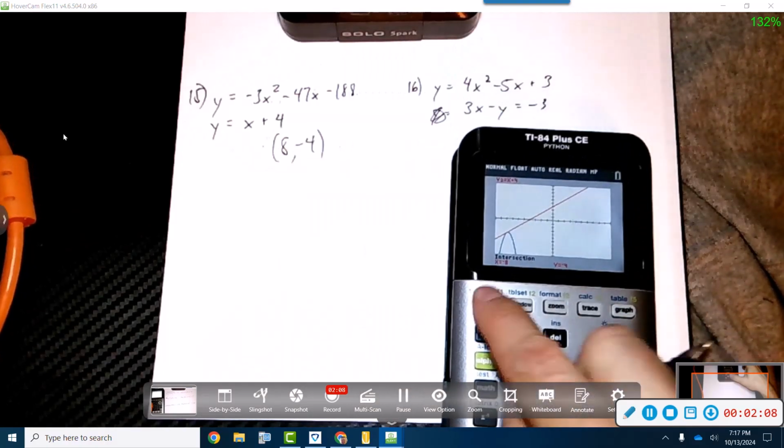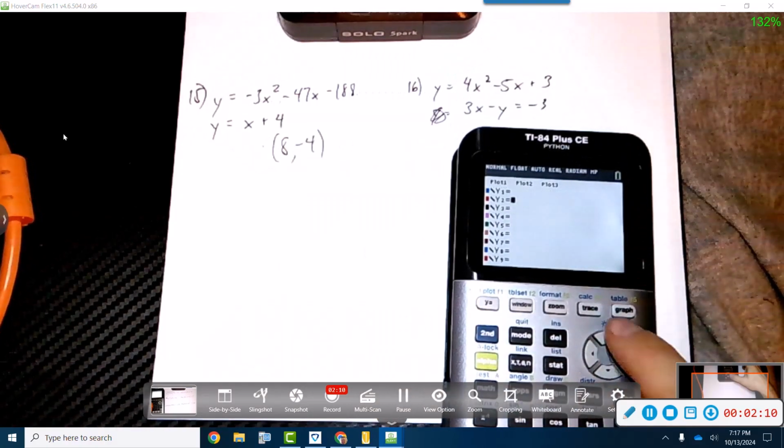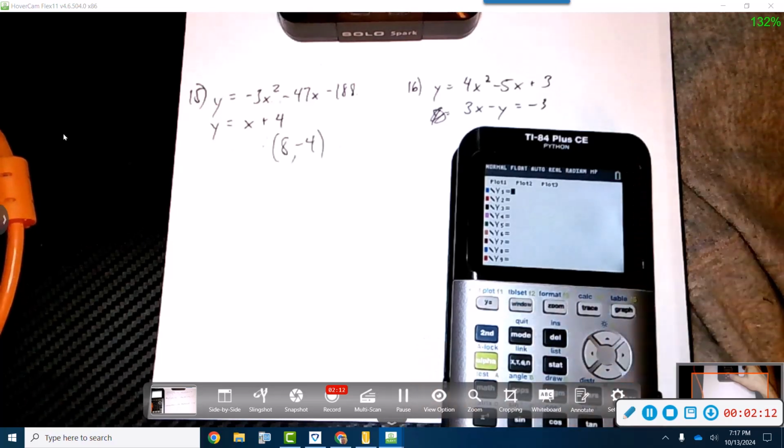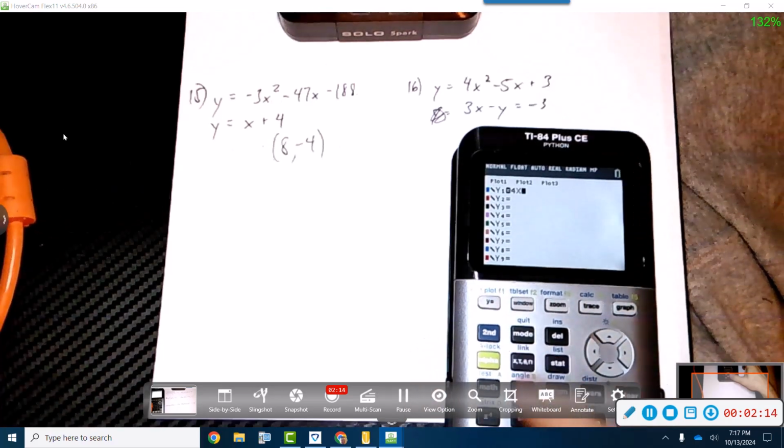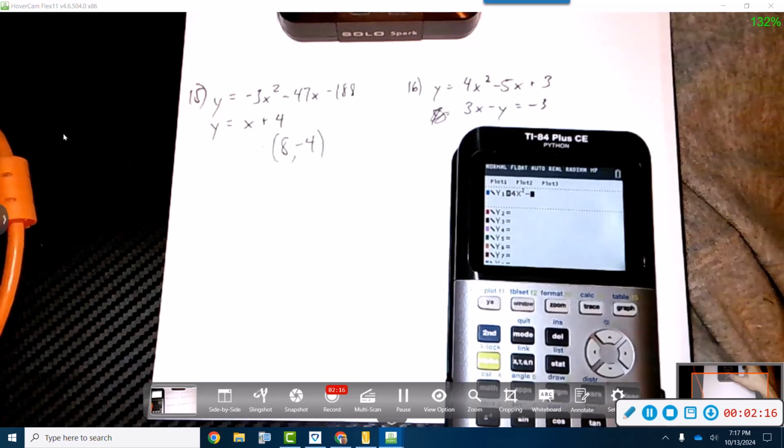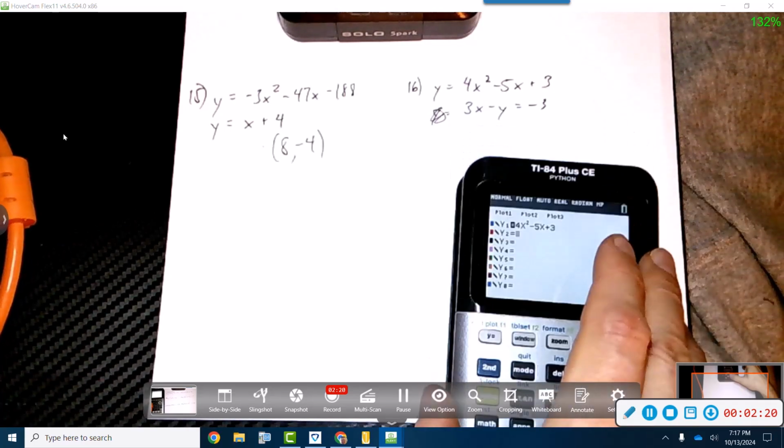Okay, let's go do this again. We're going to clear this out. I only put 2. There's only going to be one of these on the test or the quiz, but I wanted to make sure that you guys had a couple to practice.